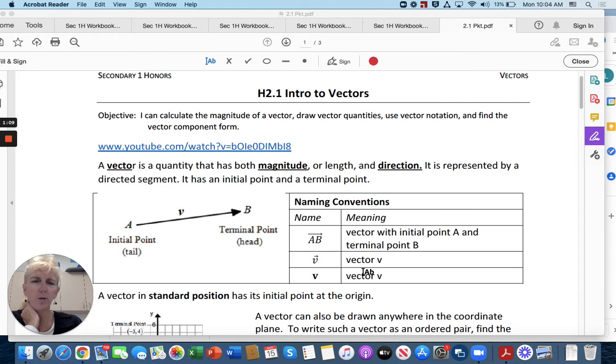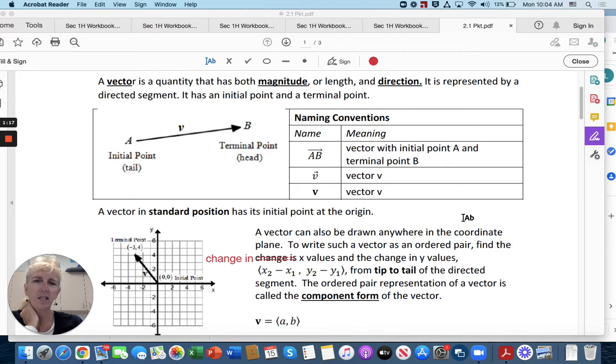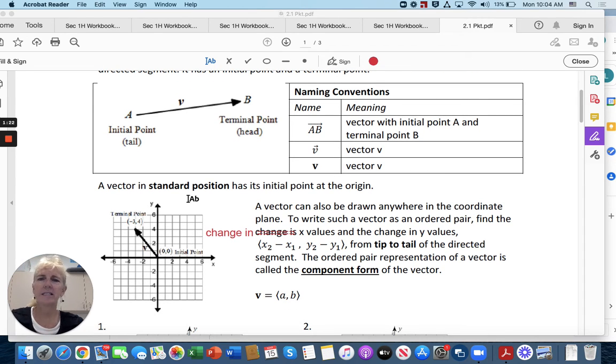And here are two ways to represent a vector: an arrow on top of a lowercase italicized v, and a bold V can also be known as a vector. Okay, a vector in standard position has its initial point at the origin, so it goes from here up to here. A vector can also be drawn anywhere in the coordinate plane.